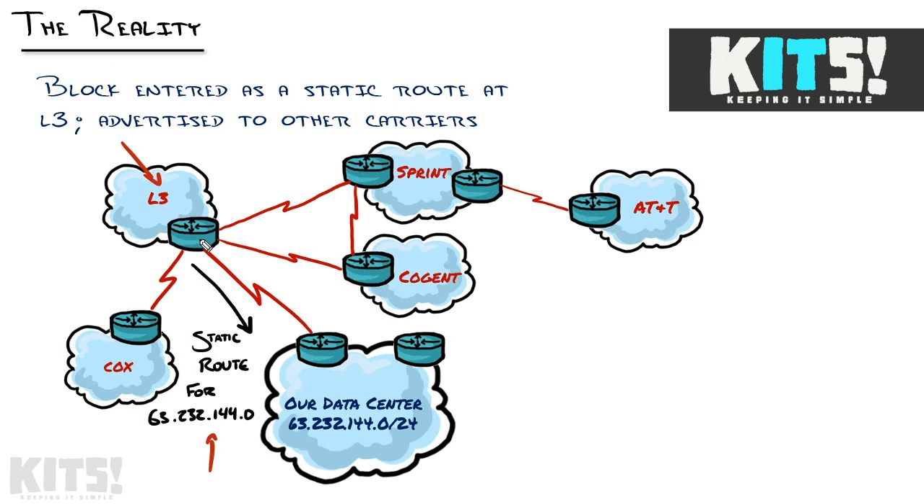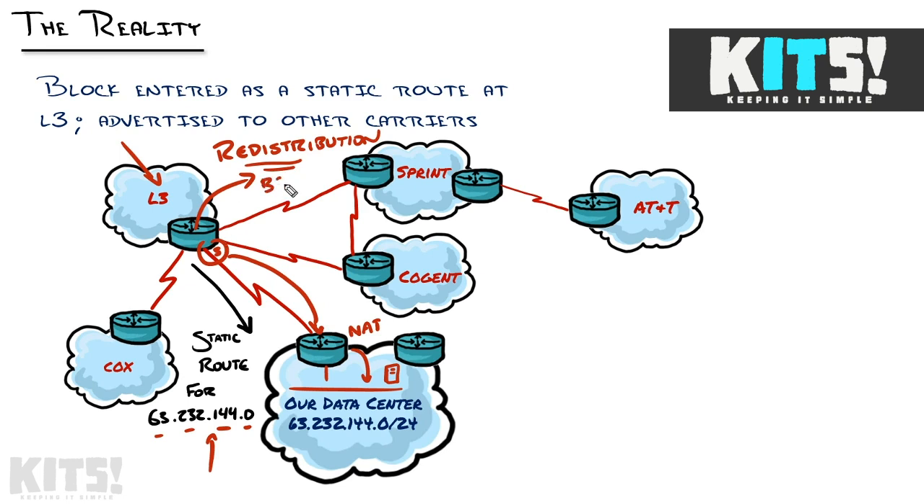So literally on their router, they would enter a static saying to reach 63.232.144.0, go to that IP address, which is our router. That router then does whatever it needs to do, typically using NAT, and translates those addresses into our internal servers. Now on the back end, Level 3 takes that static route and does something called redistribution, which means they take what is normally a static route that stays local to that router and send it into their BGP processes.